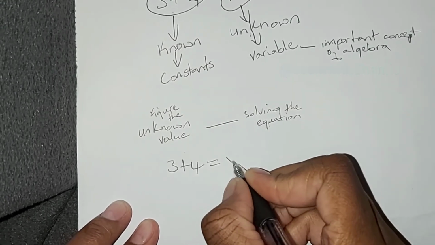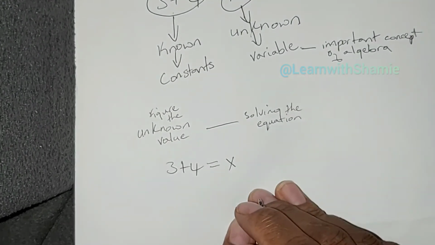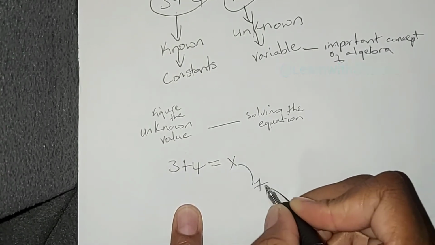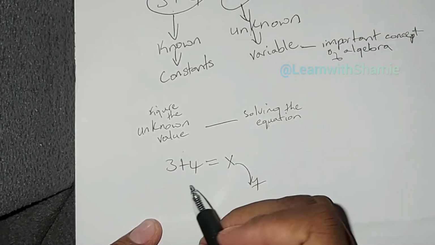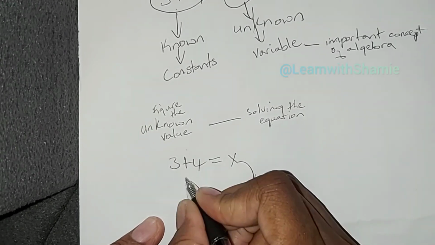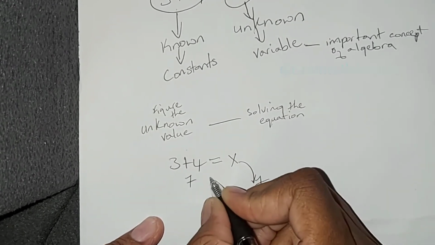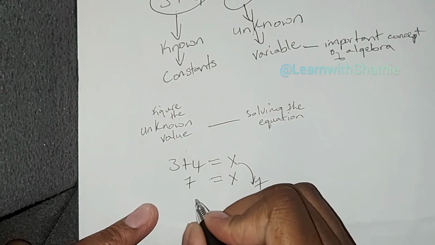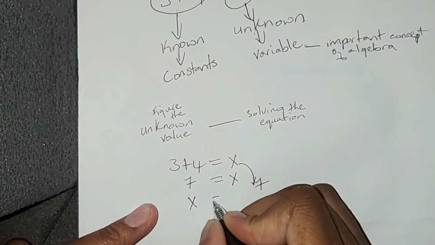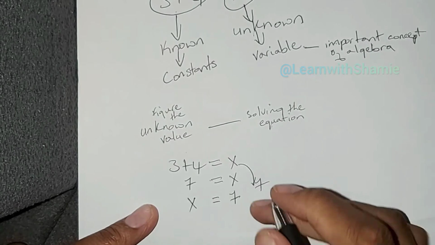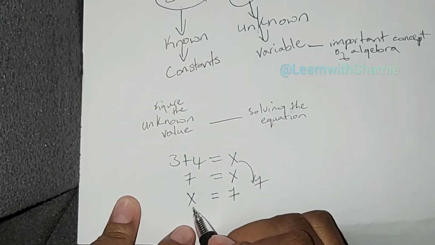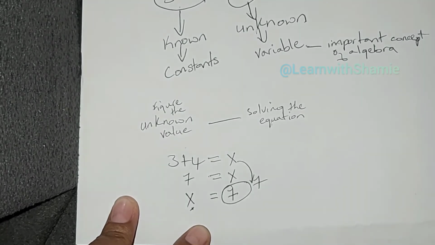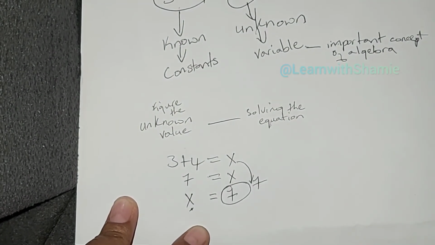In this equation, it is very easy to see that the unknown value is 7, because if you add 3 and 4, that would turn into 7 equal x, which is the same as x equal 7. So now we know what x is. It's just 7. That was pretty easy, right?